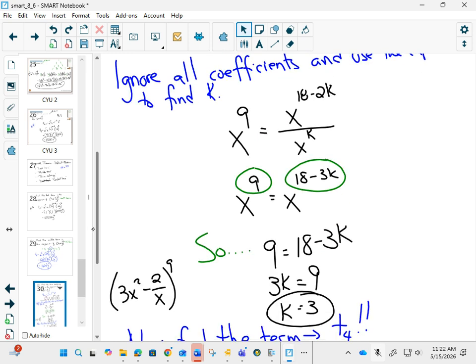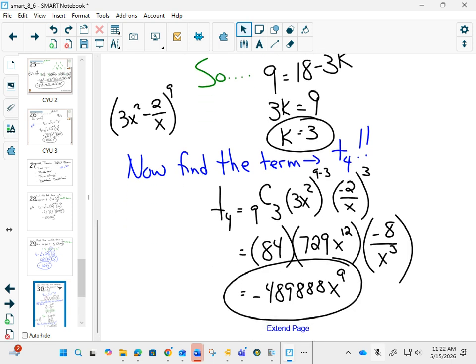Okay. Then after you found k, now it becomes an easy question. Now you just have to find the term. You know if k is 3, it's term 4. We just plug things into the formula. A lot of people like binomial theorem because once you know what to plug in, it's just a matter of just crunching the numbers out. And to be safe, when you're doing the formula, do each of these 3 separate, simplify them first, then put your numbers and variables together, and you'll be fine.